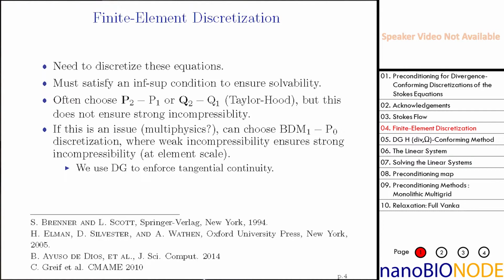You can choose these elements called BDM1 P0 elements, where basically what happens is that on the element scale, weak incompressibility ensures that you have strong incompressibility. And so these BDM1 elements are fluxing triangles where they have a continuous normal direction, but not necessarily a continuous tangential direction. And so we enforce tangential continuity with a DG.